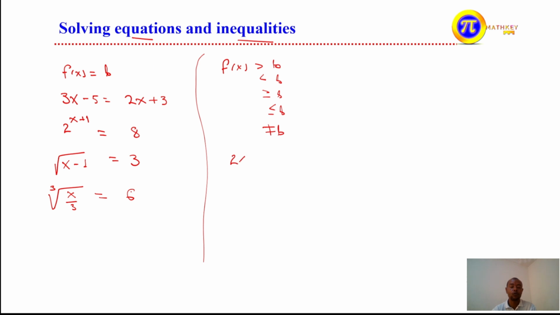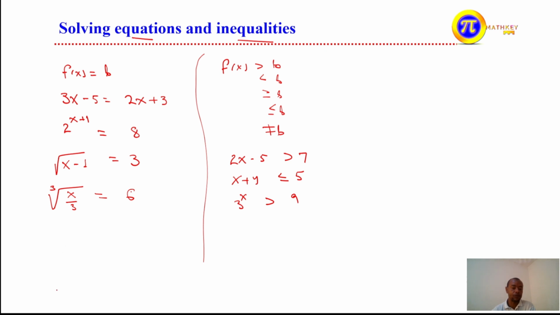For instance, 2x minus 5 is greater than 7. Let's take the other example, x plus y is less than or equal to, for instance, 5. Let us consider 3 to the power of x is greater than, for instance, 9. So we can take many different examples. All of these are inequalities. So how can I solve such functions involving equations as well as inequalities? We will consider all these things in this lesson.